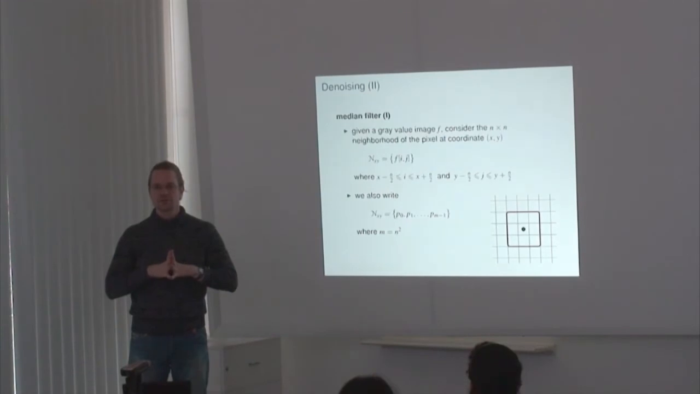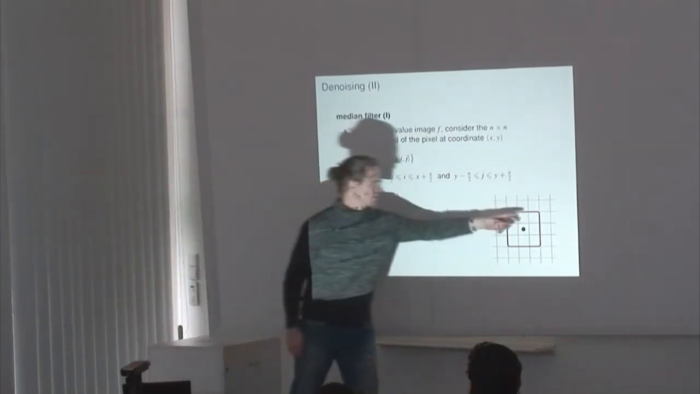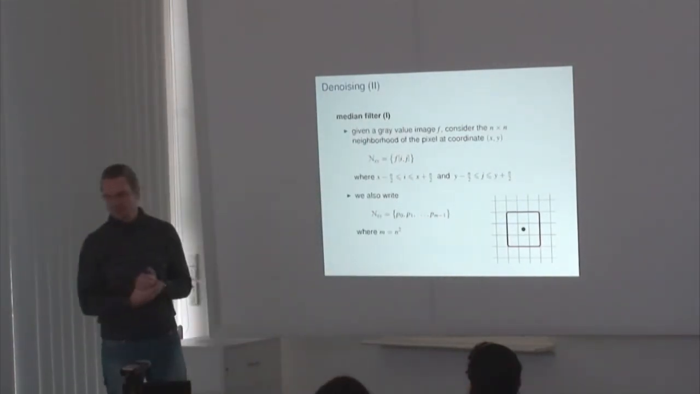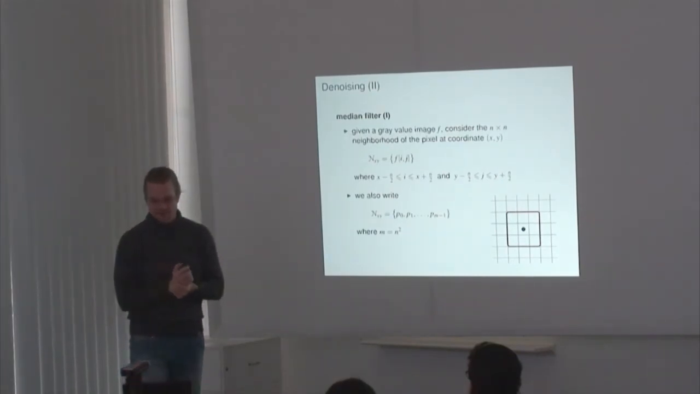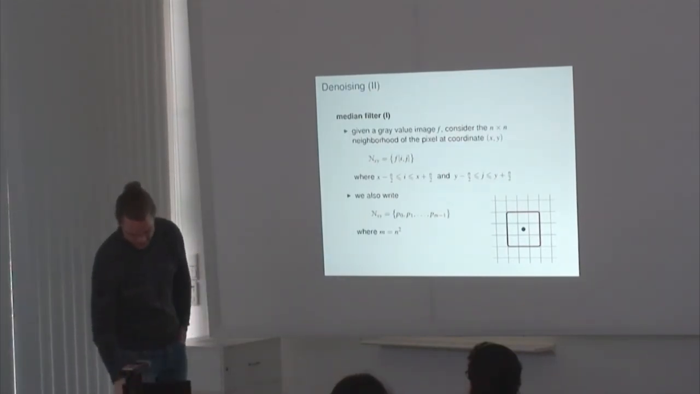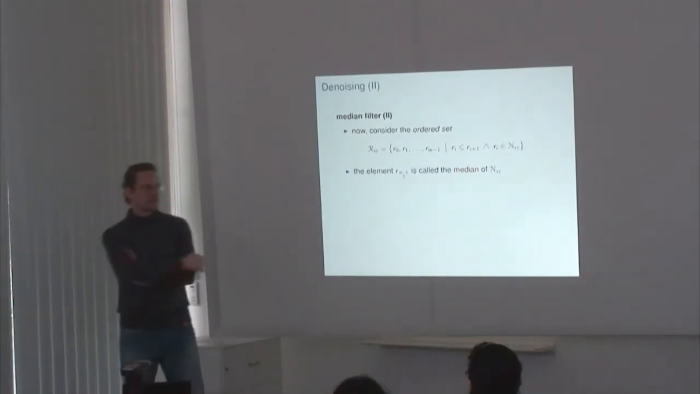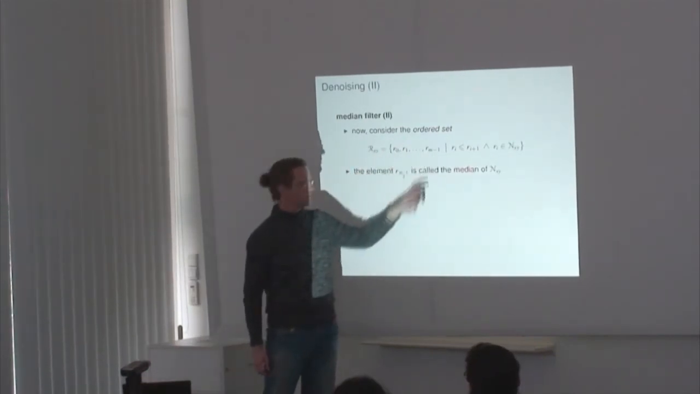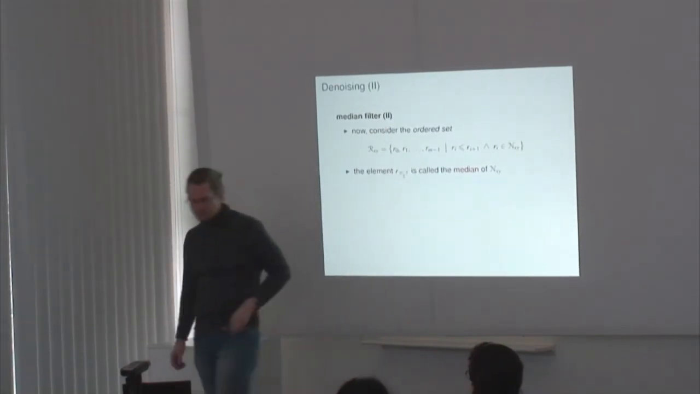N log n. Yeah, n log n, exactly. Because we have to get this neighborhood, but let's ignore that. And then it has to be sorted. And sorting is something that can be done in n log n. The worst case might be even worse, but n log n is something we can achieve. It's because we have to order the set before we can select the middle number. So it's n log n.